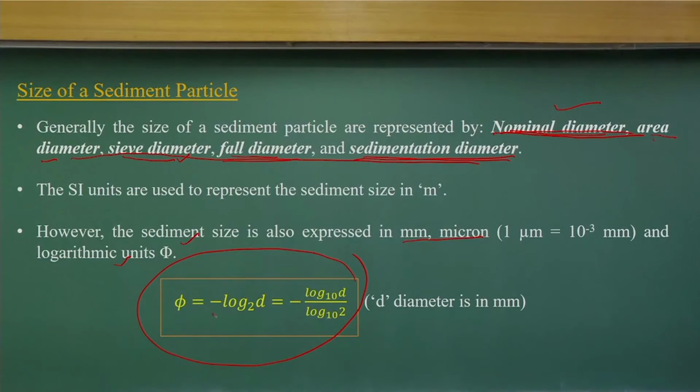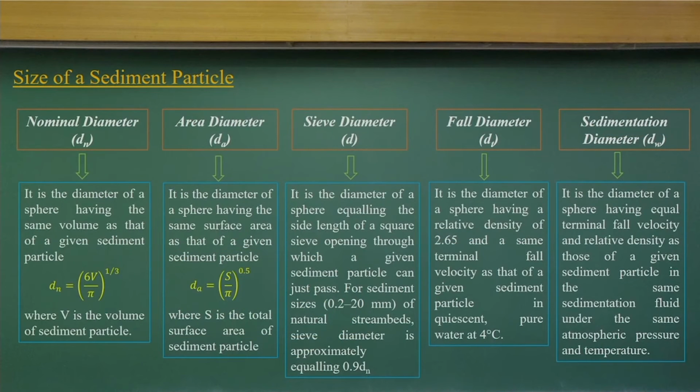To define the range, we adopt the logarithmic units of phi to define sediment particles, which is our international standard. Now let me talk about these five different diameters we use to define sediment particle size. One is the nominal diameter, which is a very simple thing.